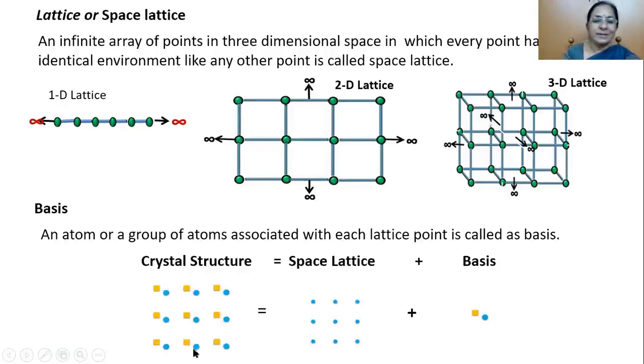If you consider the crystal structure like this, here is some arrangement or combination of atoms in a regular fashion. This crystal structure, you can just imagine to be like this. These are the lattice points: first point, second point, third point, like that you have 9 points arranged. At each point, if you keep a single atom or a cluster of atoms, this cluster of atoms is known as basis. So, if these atoms are arranged at every lattice point in a regular pattern, it forms the crystal structure.